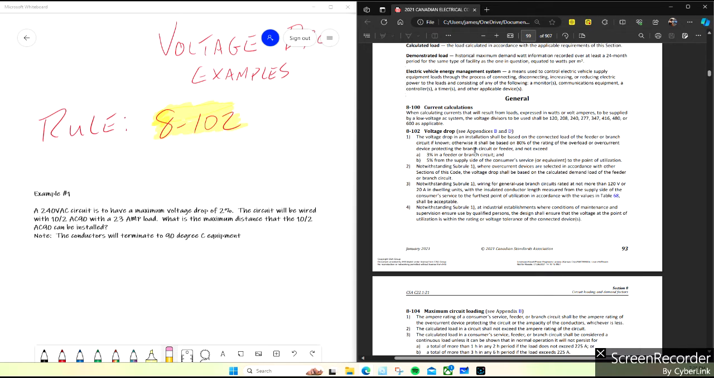But if we continue reading, otherwise, it shall be based on 80% of the rating of the overload or overcurrent device protecting the branch circuit or feeder. Okay, so if we don't know the load, if the load's not given to you, then you're going to use a load which is basically 80% of the overcurrent device protecting that circuit.